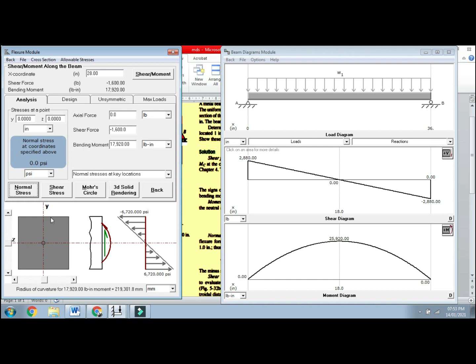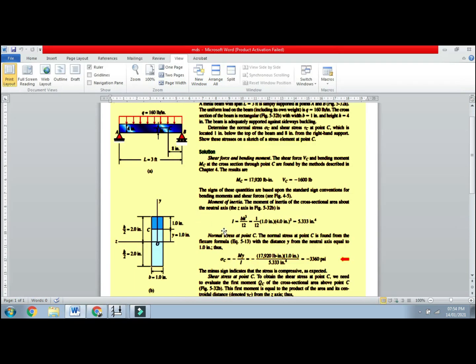So this is 2 inches and this is 2 inches. If we move up 1 inch, let's go and see the coordinates. We move above by 1 inch. Now let's see what happens. The bending stress comes out to be minus 3360 psi, if you look at it very clearly. Now, what does the book tell us? The numerical that we have solved in our course studies, the bending stress is minus 3360 psi.